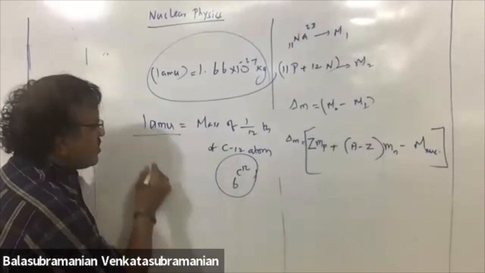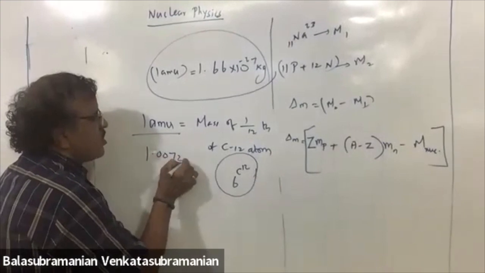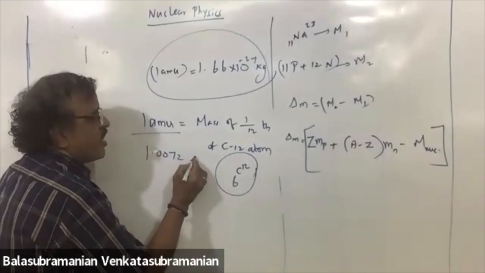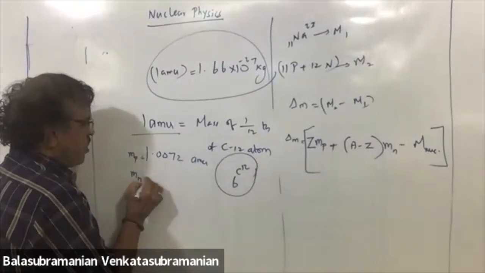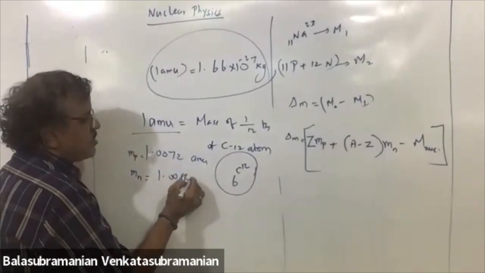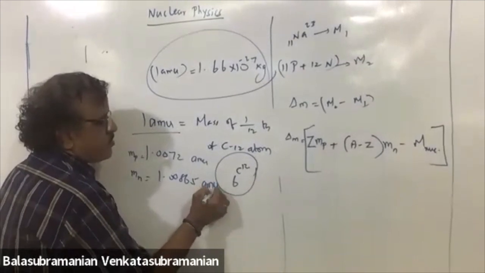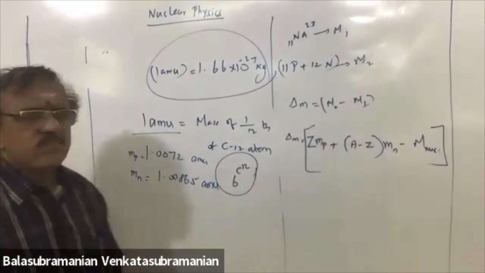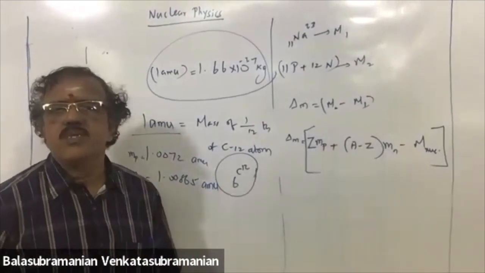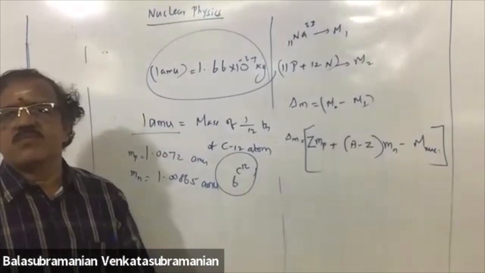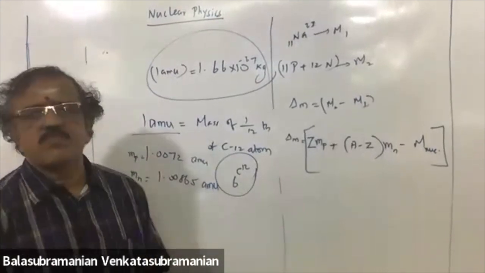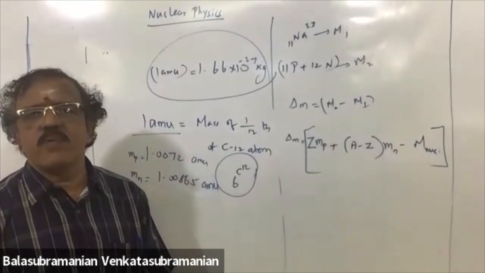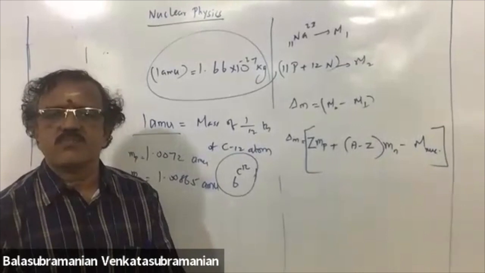So proton mass is nearly 1.007266 AMU. Mass of neutron is 1.0086 AMU, slightly more. Proton mass and neutron mass are both about 1 AMU, only slightly different: 1.007 and 1.008. That's all.